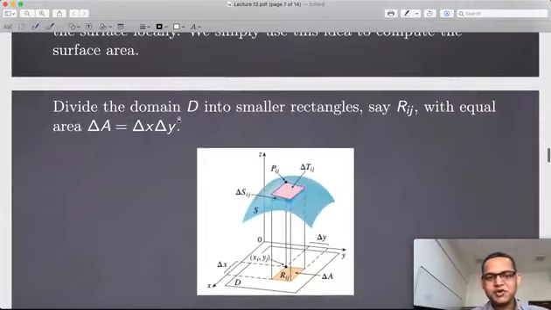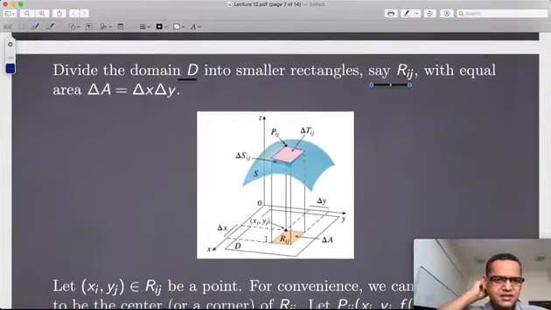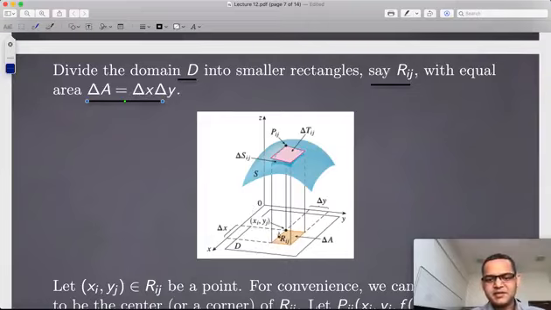So as always, what we do, we decompose or divide the domain, which we were writing as D, into smaller rectangles. Okay, so let us call these rectangles R_ij. So there are finitely many, and we do it in such a way that the area of each one is fixed, like delta x, delta y, where this is the x variable and this is the y variable. So you take the area of these smaller rectangles to be delta A, which is delta x times delta y.